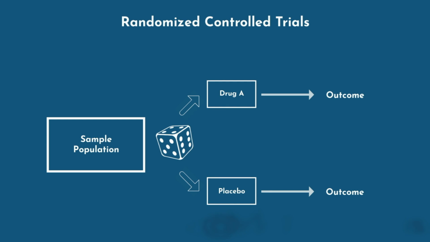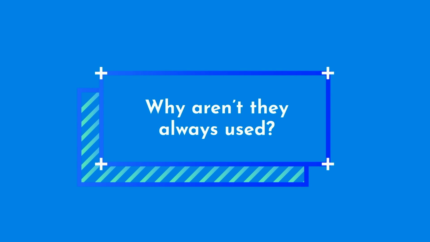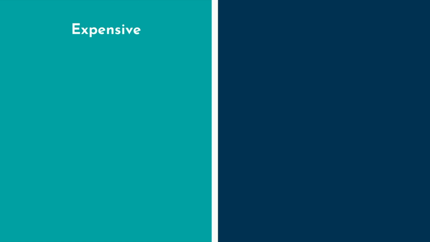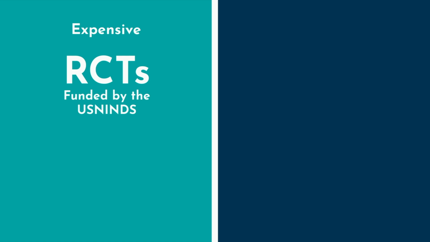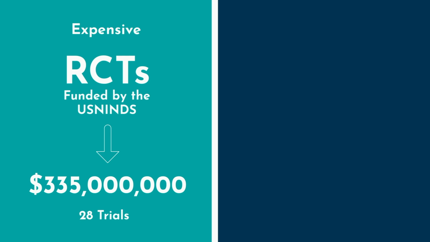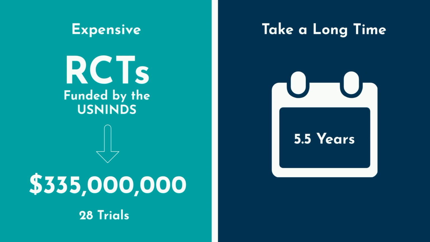If randomized controlled trials are so much better, then why aren't they always used? First, they can be very expensive. One report looking at all RCTs funded by the US National Institute of Neurological Disorders and Stroke found 28 trials with a total cost of $335 million. Second, RCTs take a long time. According to one study, the median time from start of enrollment to publication was 5.5 years.